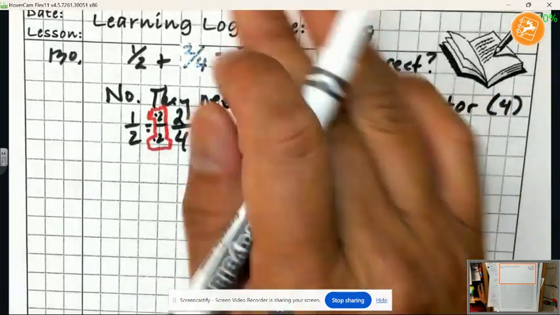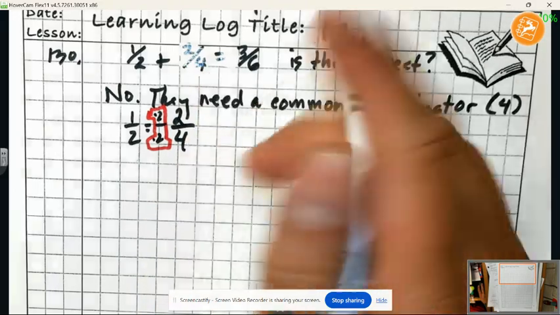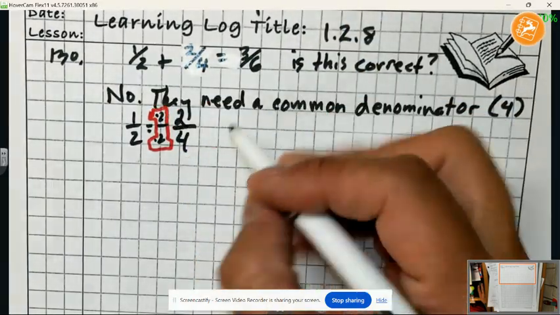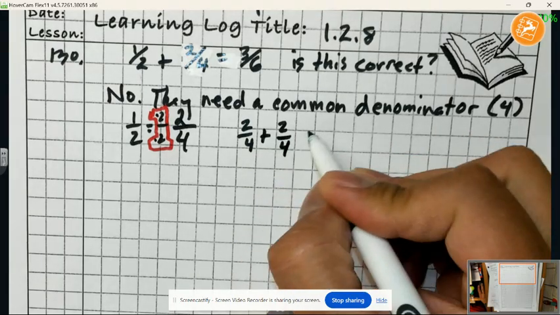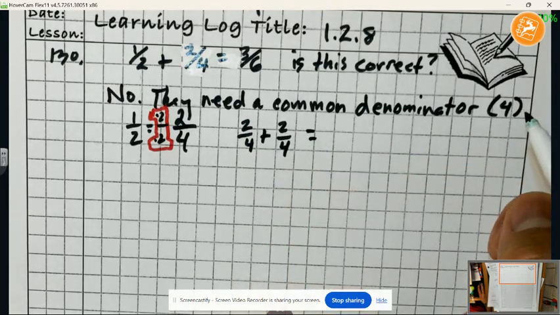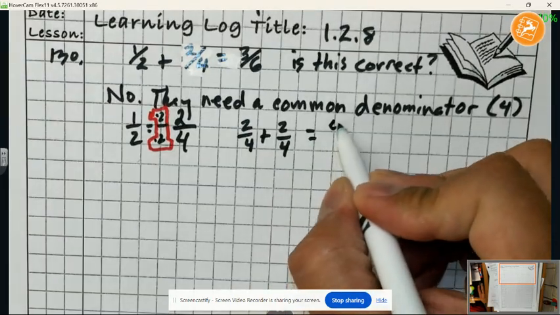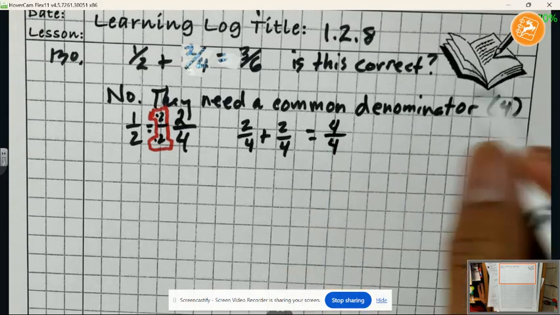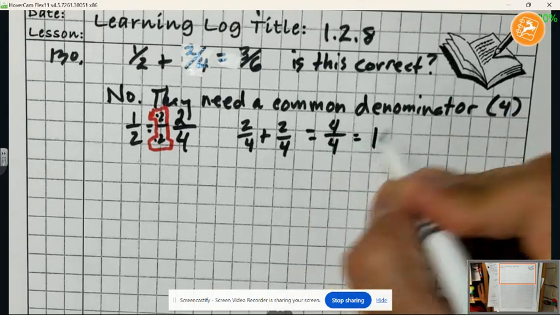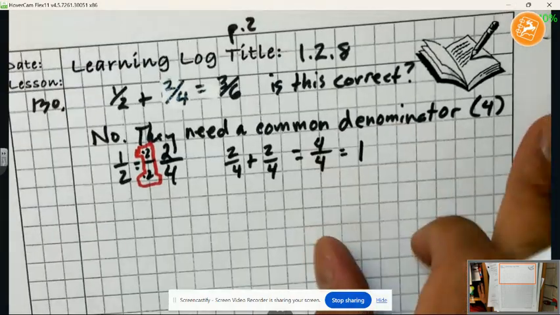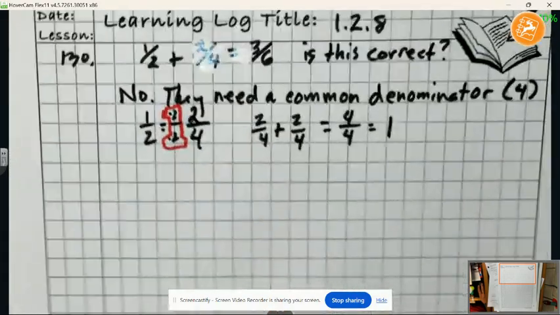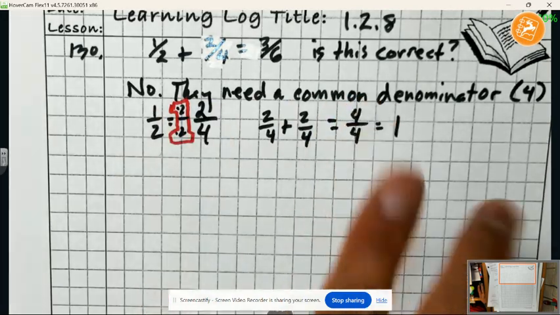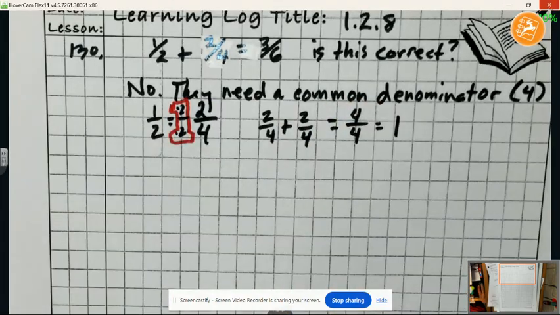Okay, and then this fraction right here is already 2/4. So that means we now have a new problem. We have 2/4 plus 2/4. And in this case, we get 4/4, which is equal to 1. So just remember this as a necessity whenever we're adding fractions, that they do need to have a common denominator.